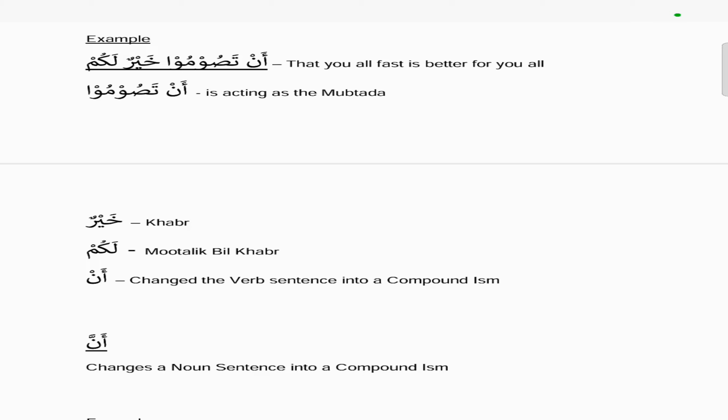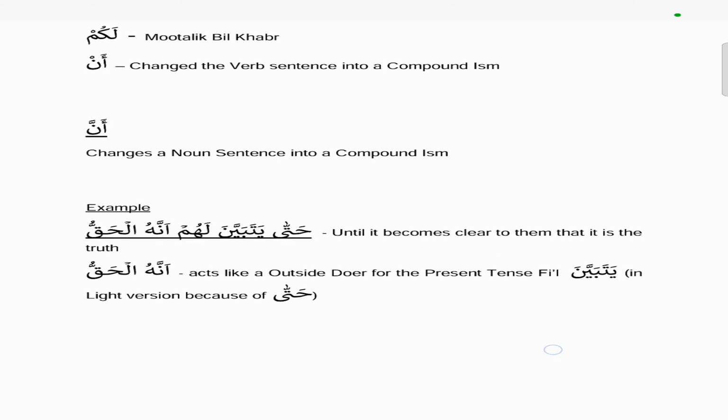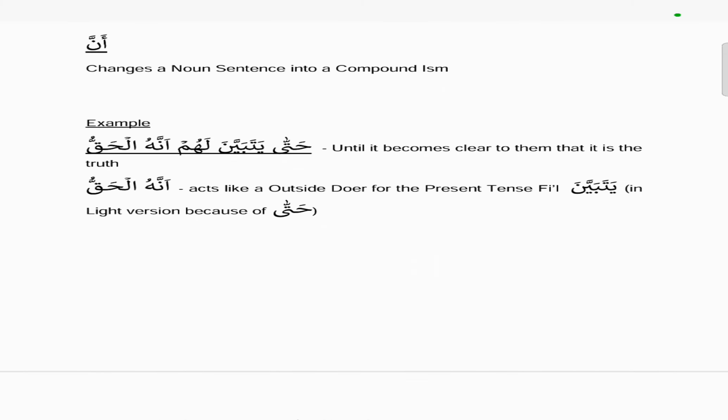So without the an, this is actually a verb sentence, because tasumu is a verb, is a fi'l. But when you put an at the start, then it transforms that verb into an ism. So it acts as the mubtada. And the khayrun is the khabar, the lakum is the muta'alliq bil khabar. So the an changed the verb sentence into a compound ism. So if we look at anna, this changes a noun sentence into a compound ism.